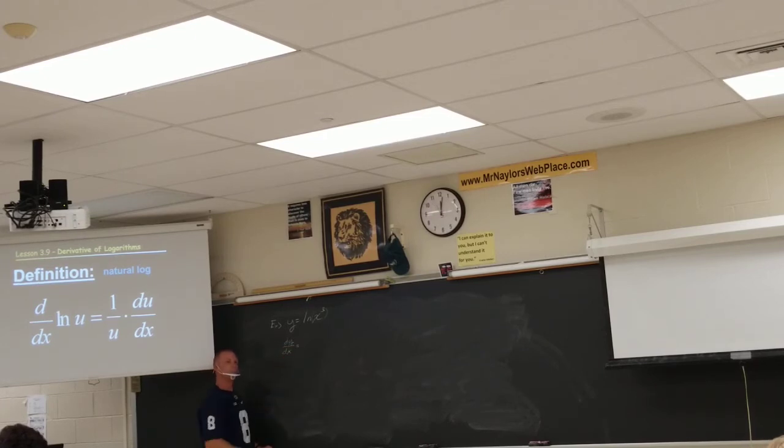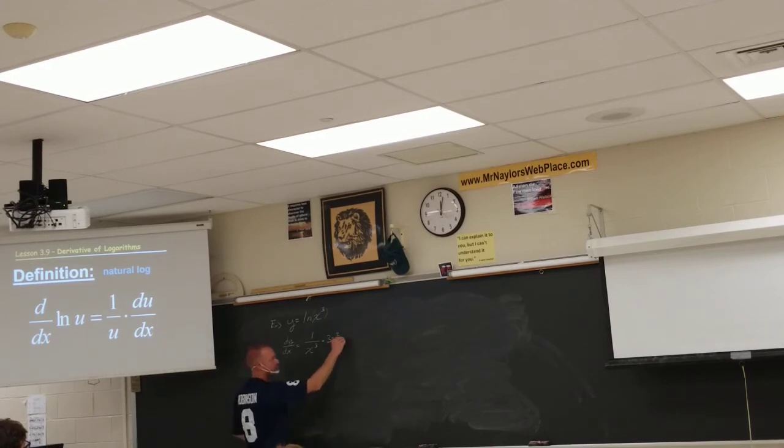So let's do the derivative of ln. That's 1 over the inside left alone, times the derivative of the inside. That's that whole chain rule. It seems to show up a lot. So we get 1 over x cubed times 3x squared.